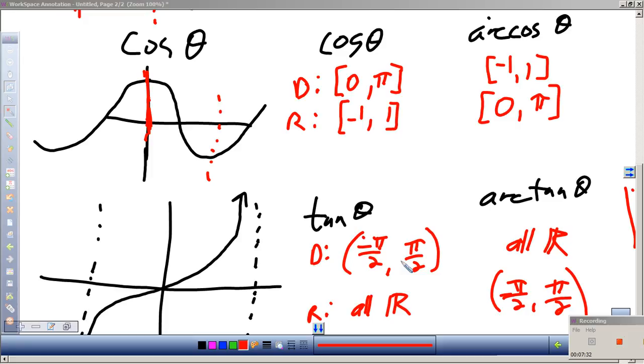Brackets mean it includes the point, technically, and so we can't actually reach negative pi half, whereas we could reach 0.